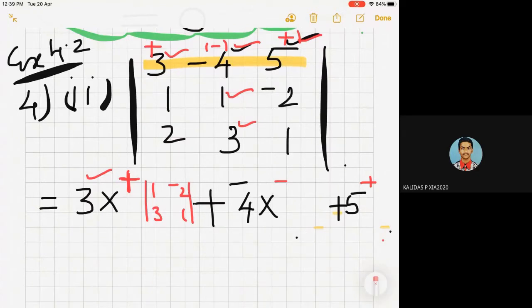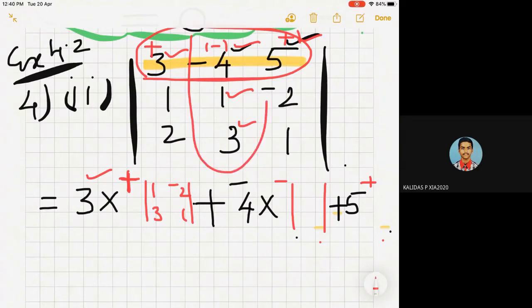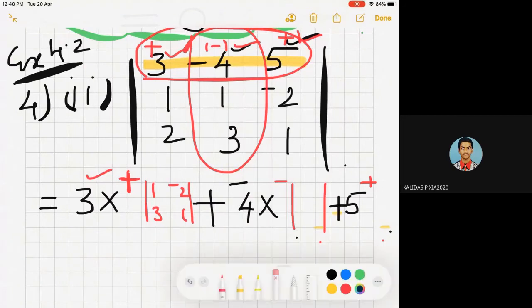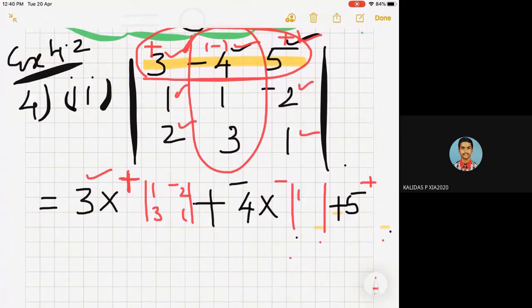Plus minus 4 into the cofactor of minus 4. I have already put the sign of the cofactor. The sign will be minus here. Now you need to delete the row and column containing minus 4. The row containing minus 4 and the column containing minus 4 I am deleting. So what I am getting next is the determinant 1, minus 2, 2, 1.